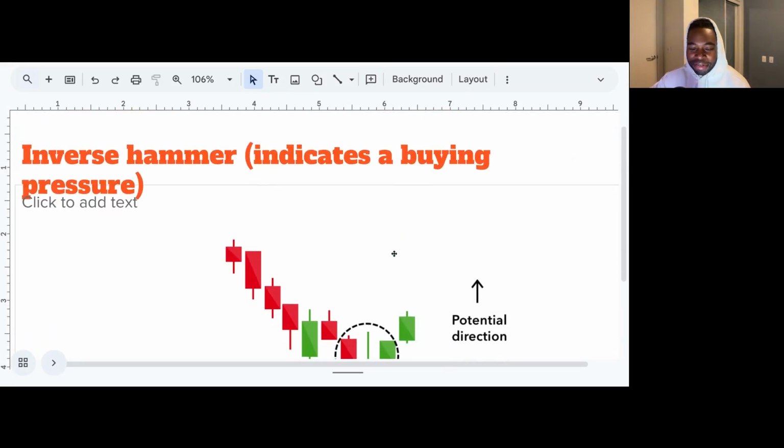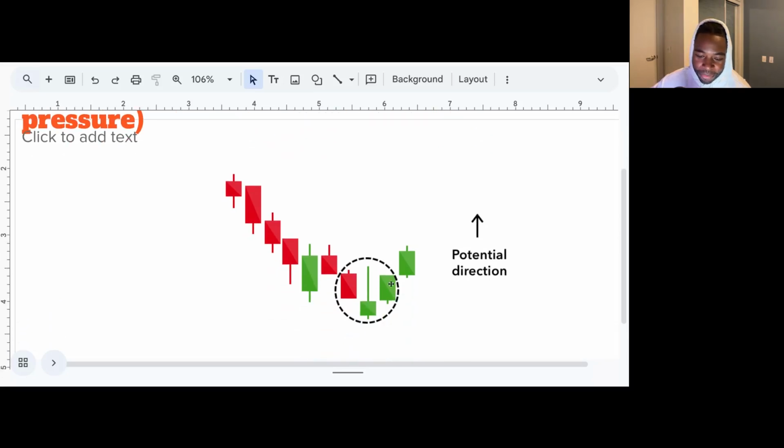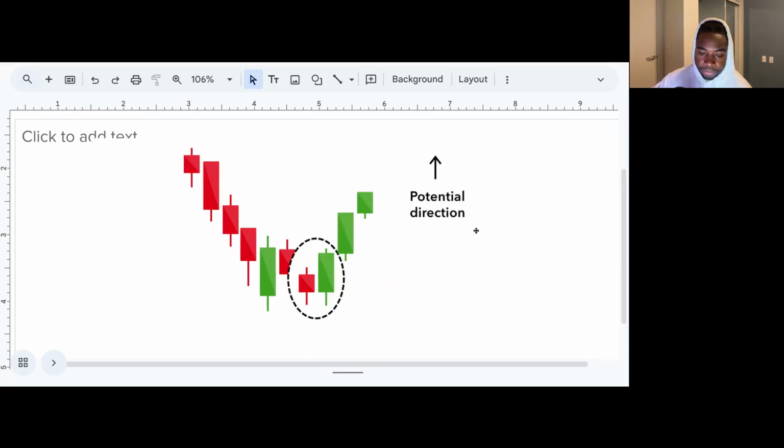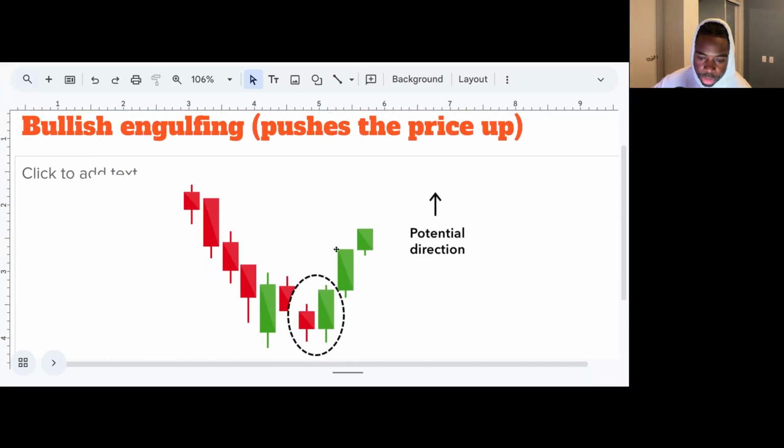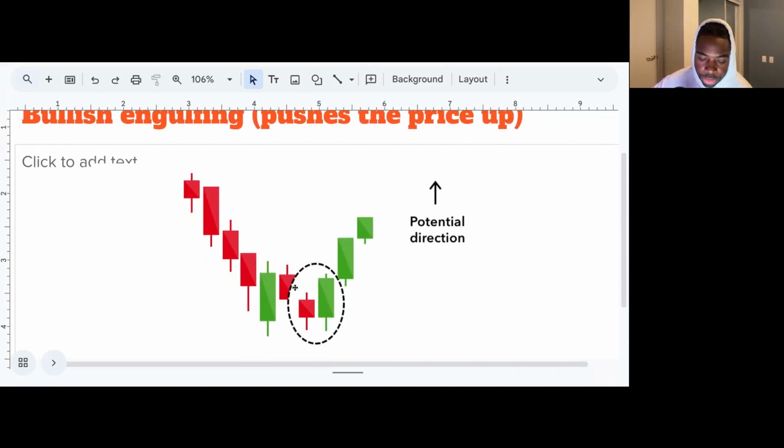So the inverse hammer. Inverse hammer looks like this. It's at the bottom of a downtrend. We get this long topside wick at the bottom of the downtrend. The potential direction is now a reversal to the upside. The bullish engulfing bar. At the bottom of a downtrend, we get a small red bar that is eaten up by a big green bar that shows you that the direction is probably going to go from down to up.